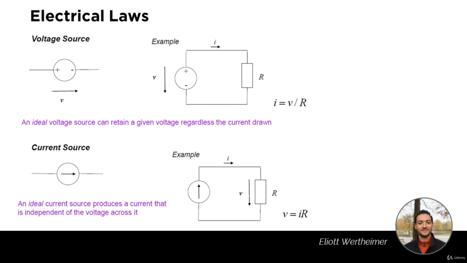Let's now look at the ideal current source. As you can see here, it is represented by a circle with an arrow going through it. So an ideal current source produces a current that is independent of the voltage across it. Again, this cannot exist in the real world because any current source in the real world will produce a current that will not be independent of the voltage going across it. The voltage always drives the current, as you can see from the Ohm's law equation, V equals IR.